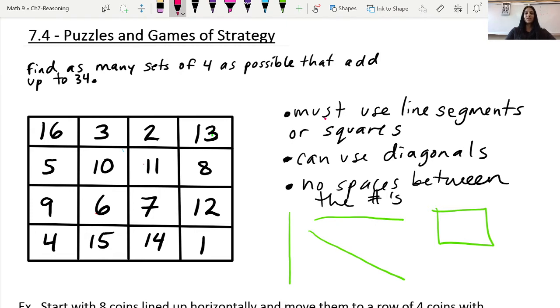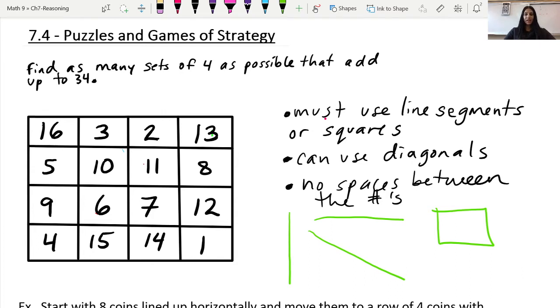So in green, I've drawn out all of the things that are allowed and acceptable. But for example, you cannot go here to here and then take a jump and then move on to here and here. It has to be 4 consecutive, side by side or diagonal boxes.